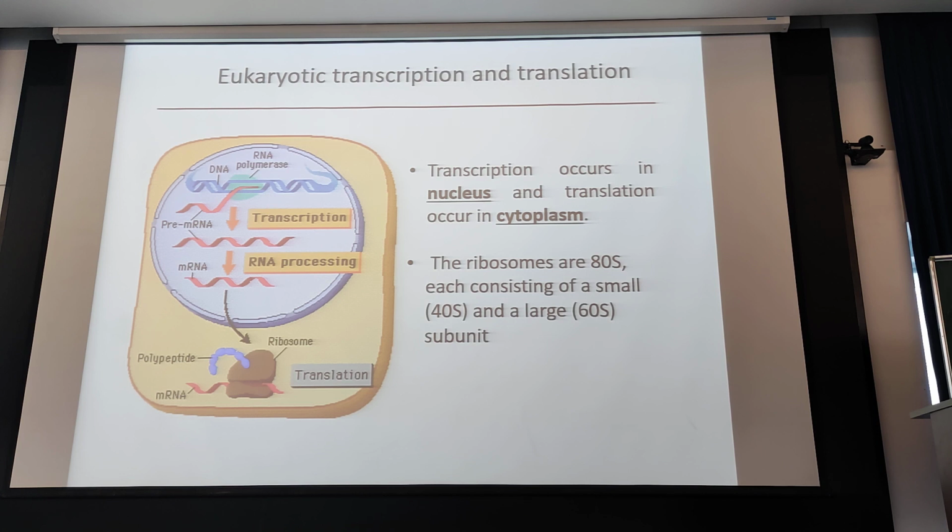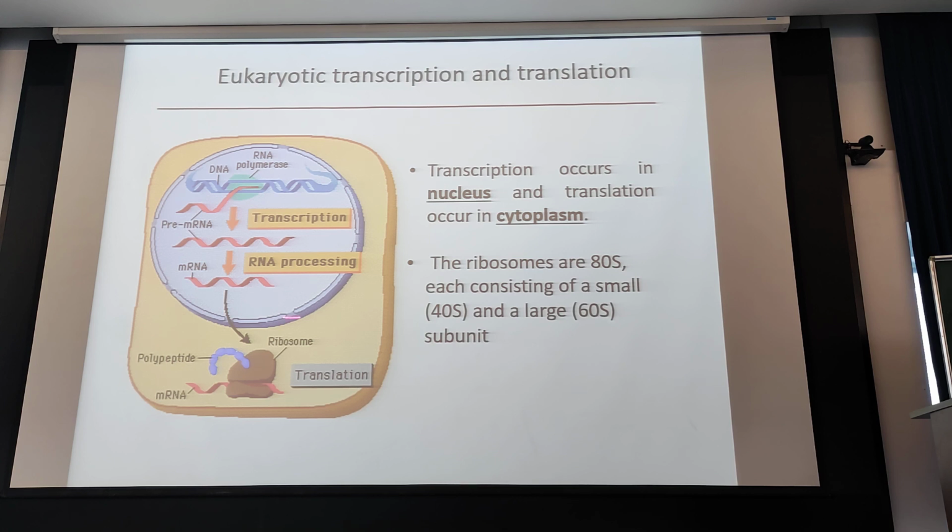Meanwhile, in the eukaryotic cell, transcription and translation happen discontinuously. In the eukaryotic cell, the main difference is the nuclear membrane here. It separates the nucleus region from the cytoplasm. So after transcription, once the RNA is synthesized, we have a process that happens only in the eukaryotic cell, which is the maturation of mRNA. We'll talk about it later.